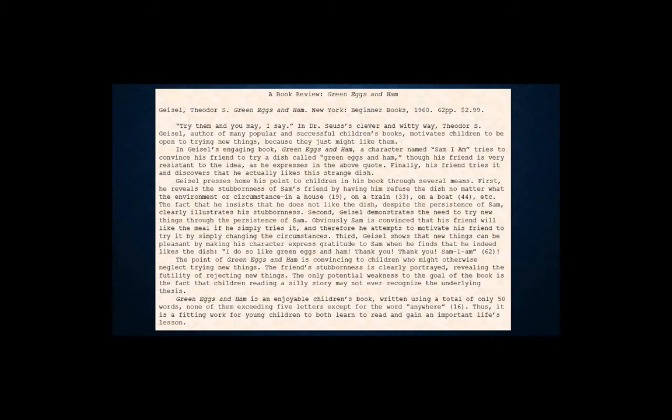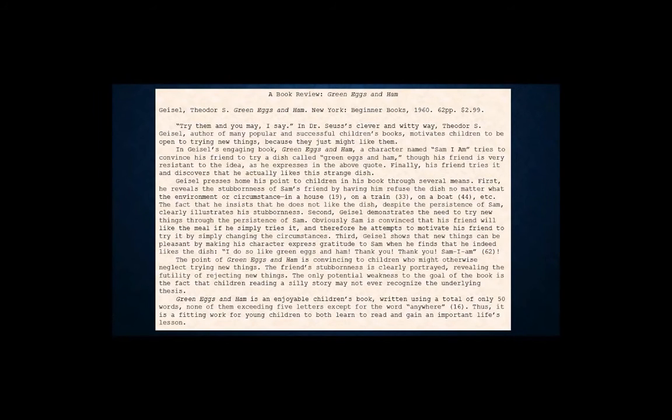The fact that he insists that he does not like the dish despite the persistence of Sam clearly illustrates his stubbornness. Second, Geisel demonstrates the need to try new things through the persistence of Sam, which may be a thesis as well. Obviously, Sam is convinced that his friend will like the meal if he simply tries it, and therefore he attempts to motivate his friend to try it by simply changing the circumstances. Third, Geisel shows that new things can be pleasant by making his character express gratitude to Sam when he finds that he indeed likes the dish.